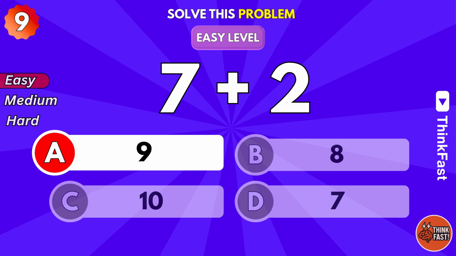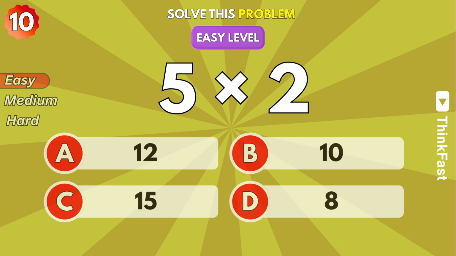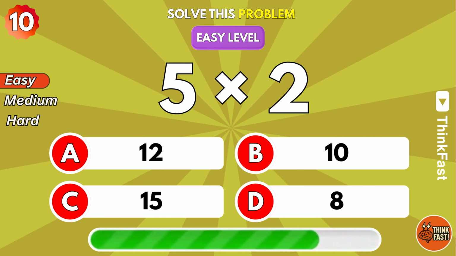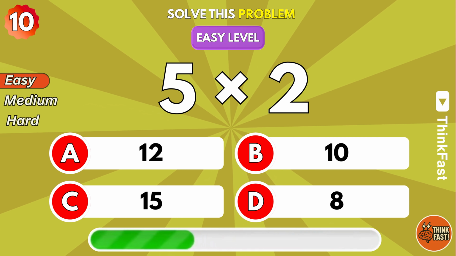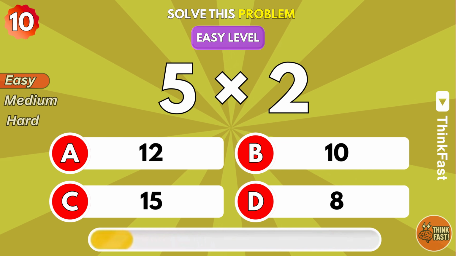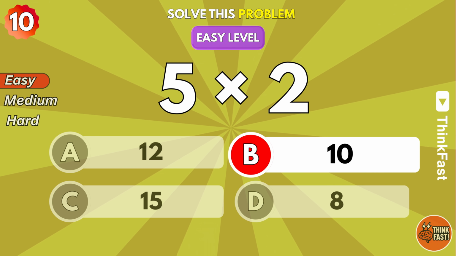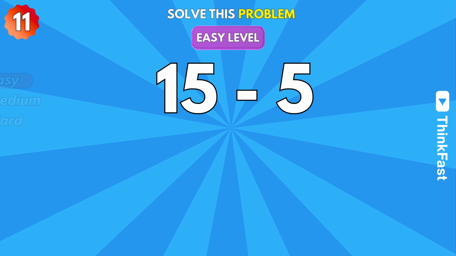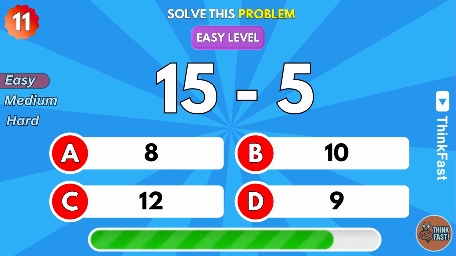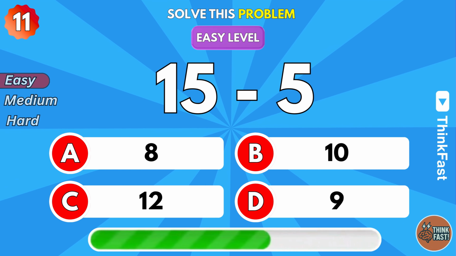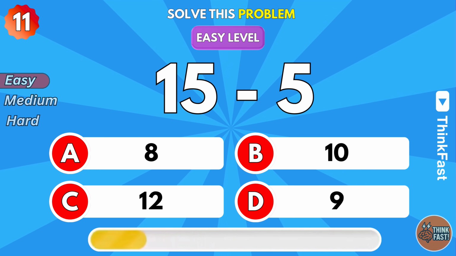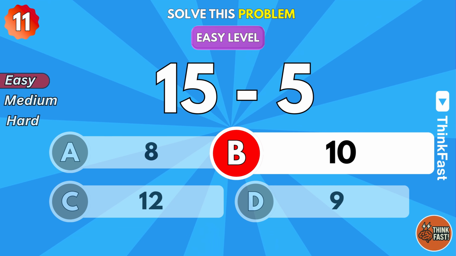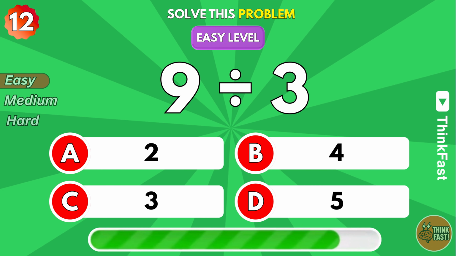Answer A, 9. What is 5 times 2? Answer B, 10. What is 15 minus 5? Answer B, 10. What is 9 divided by 3?